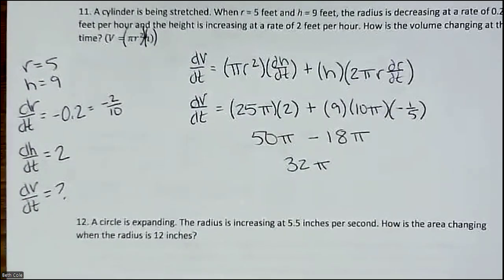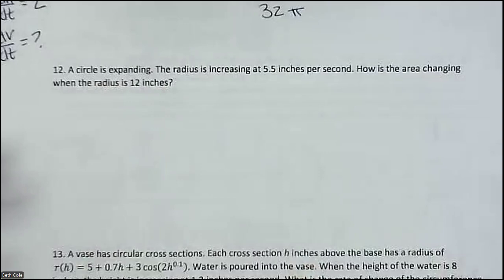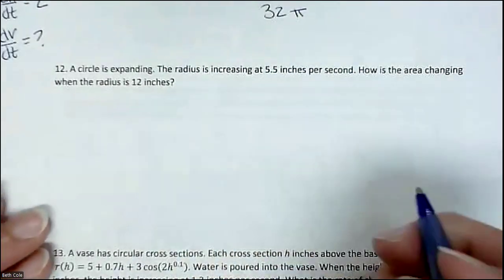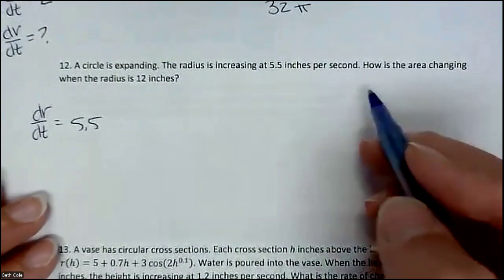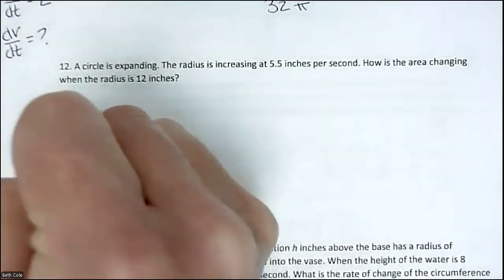All right, these ones are going to be calculator. So if you want to go ahead and pull up Desmos. All right, a circle is expanding. So think of like a drop in a pool and you have a ripple that's expanding, all right? Radius is increasing 5.5 inches per second. So that's dr dt is positive 5.5. How is the area changing? So dA dt is your question mark.